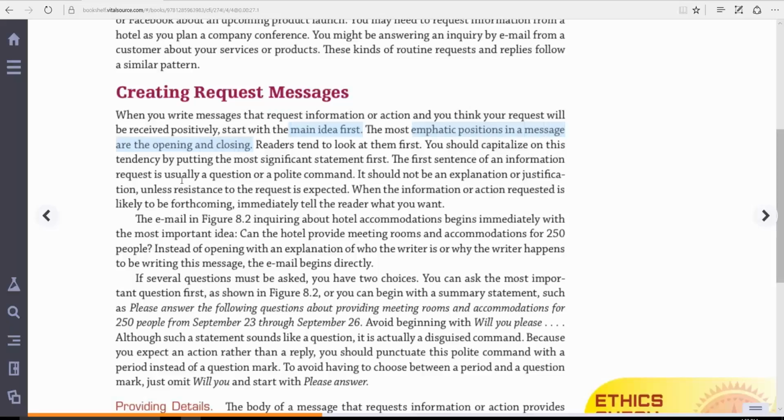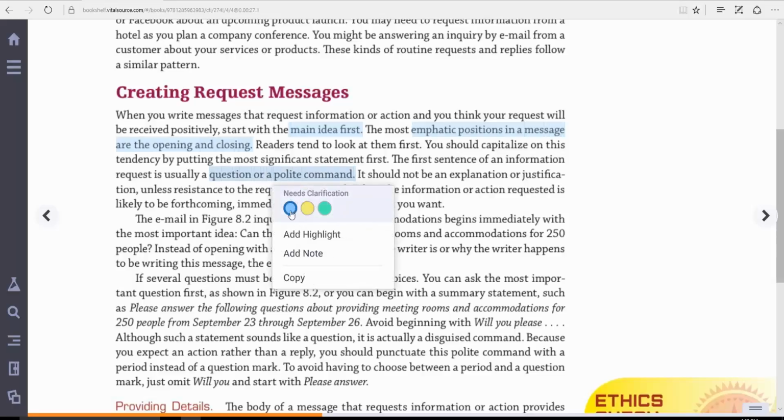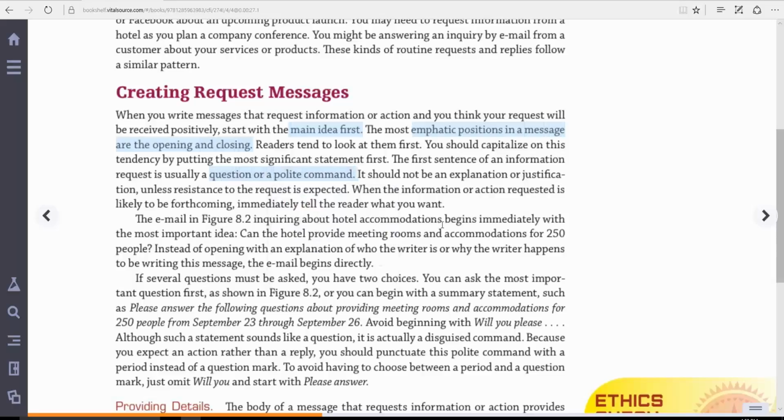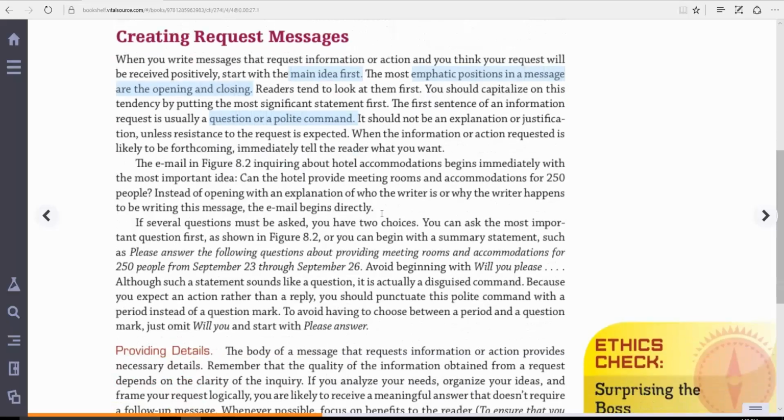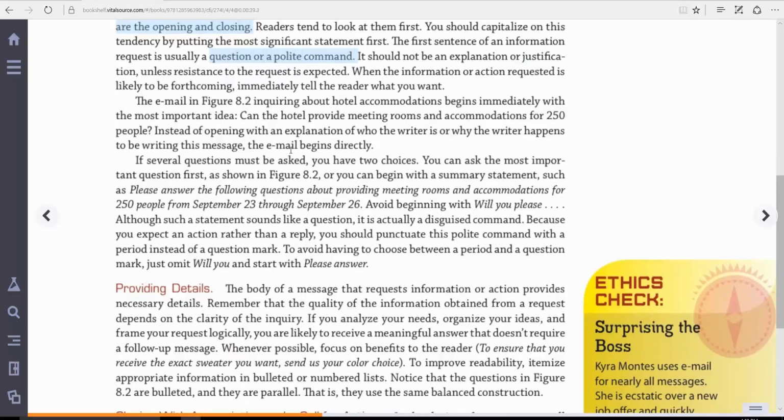The first sentence of an information request is usually a question or a polite command. It should not be an exclamation or a justification unless resistance to the request is expected. When the information or action requested is likely to be forthcoming, immediately tell the reader what you want. Okay, so we're going to look at figure 8.2 in just a minute.